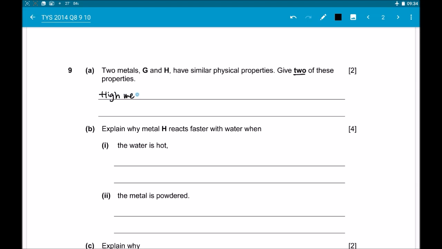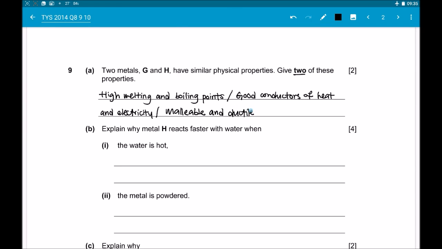Firstly, metals have high melting and boiling points. Secondly, metals are good conductors of heat and electricity. And lastly, metals are malleable and ductile. So any of these two will be fine.